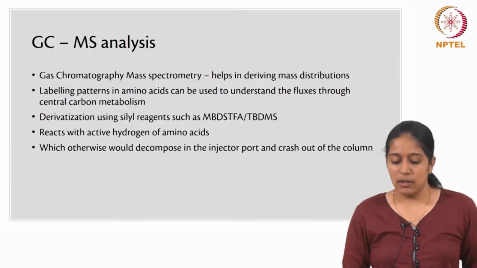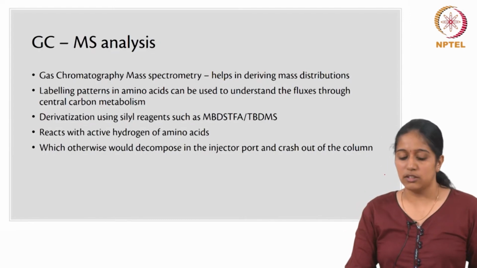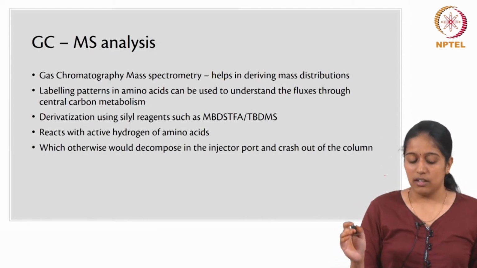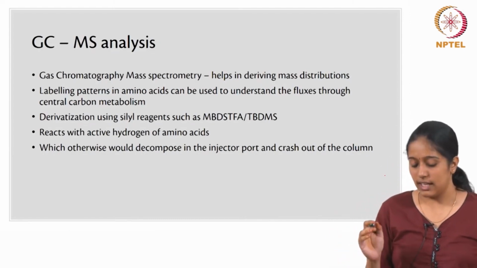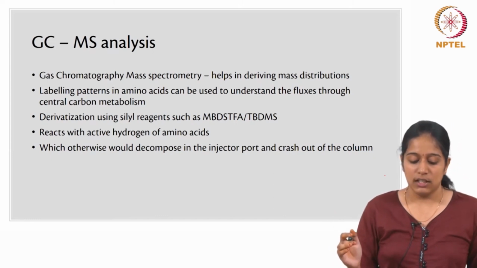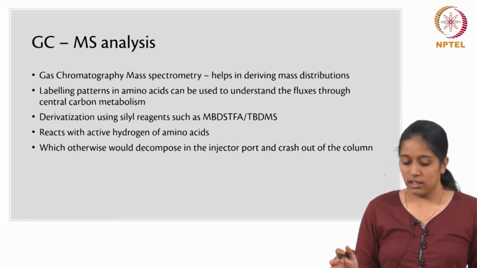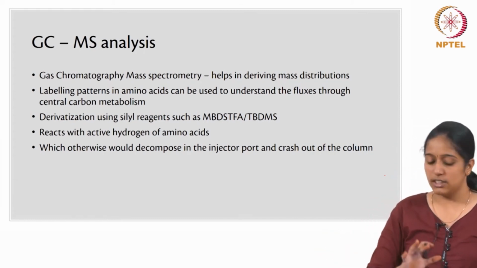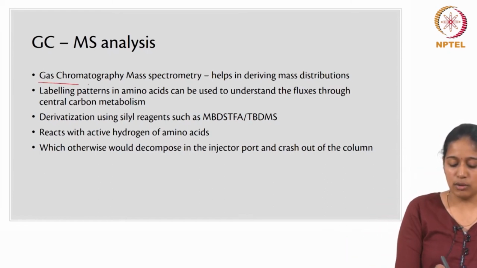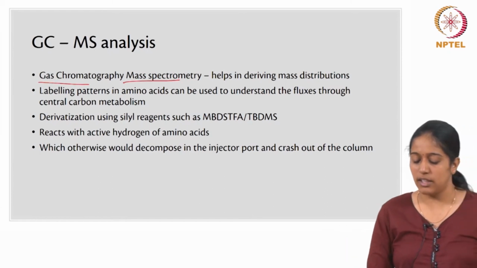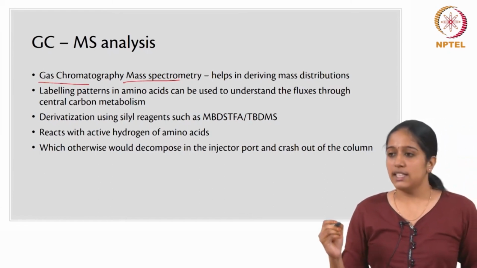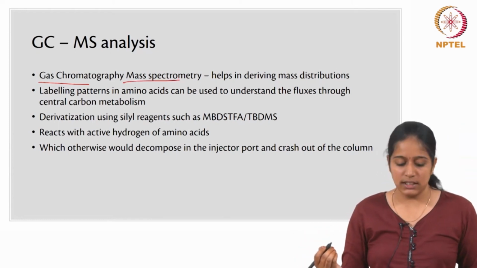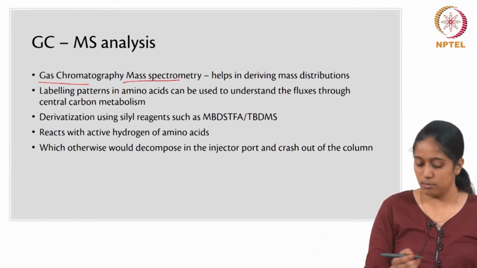So, now talking about the GCMS analysis, which forms the basic part of any metabolic flux analysis. This is basically a technique to identify the mass distributions. GCMS is simply a technique where you have gas chromatography coupled with mass spectrometry, and you analyze the labeling patterns in different amino acids to understand the flux using this particular technique.